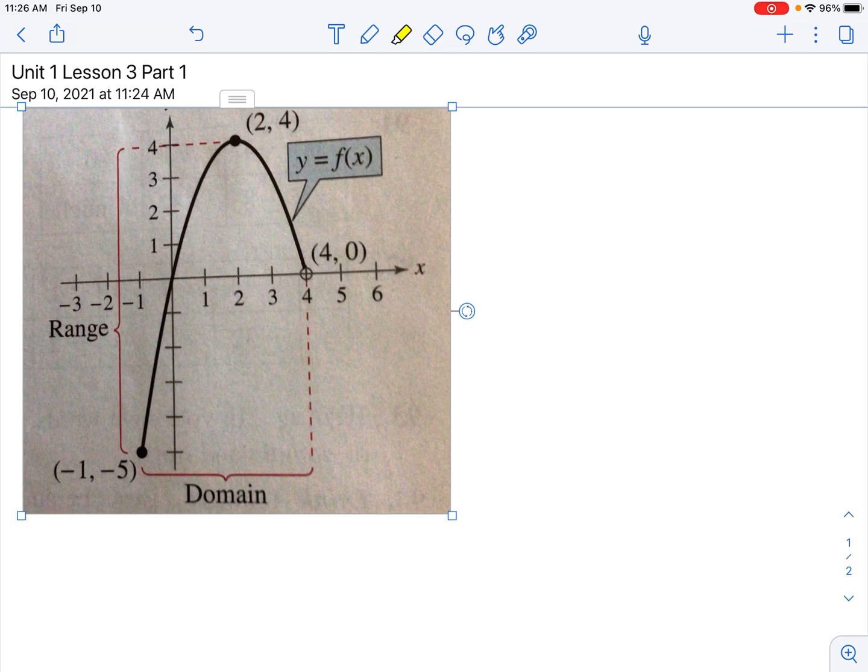All right, here we go. Unit 1, Lesson 3. This is our first lesson. I apologize, the last lesson went long. I'm trying to break them up into smaller videos, so we may break this one up into 2 videos as well.